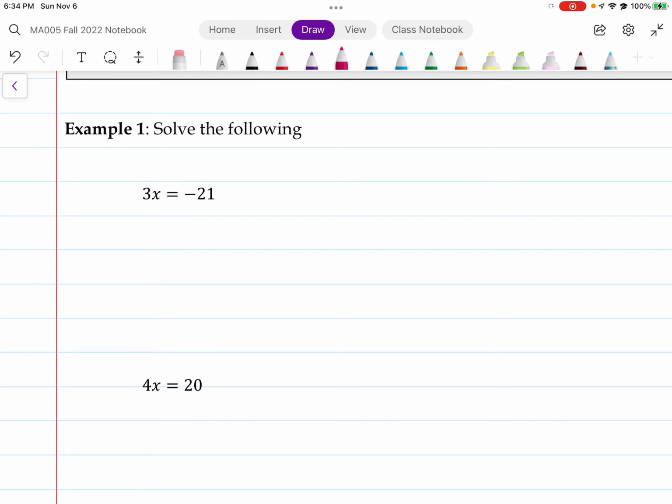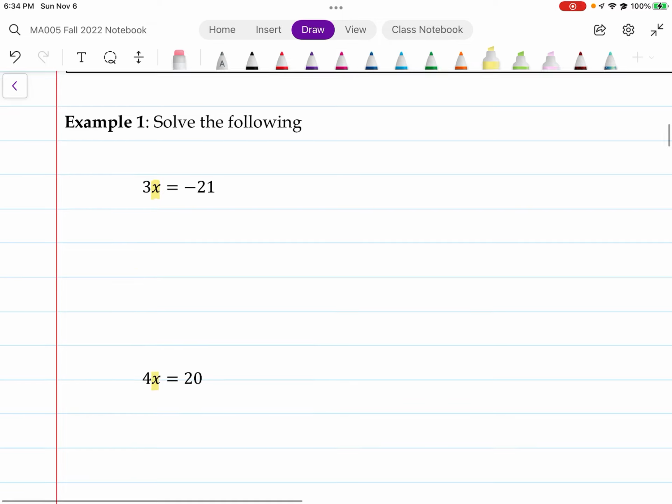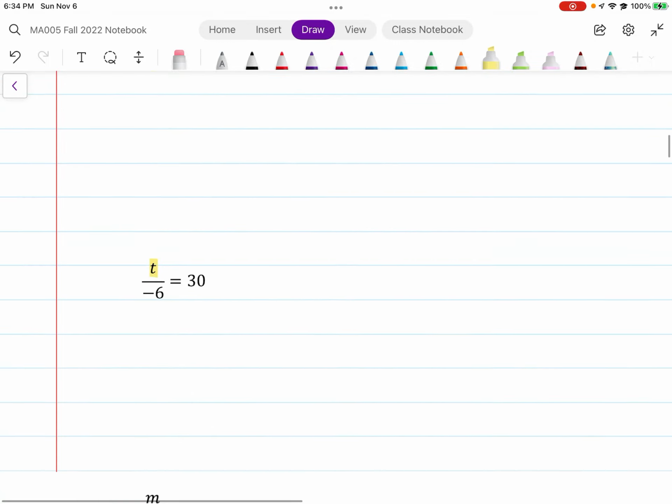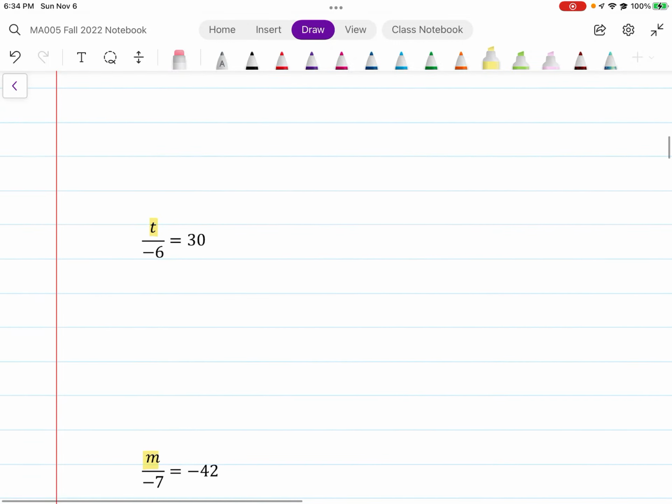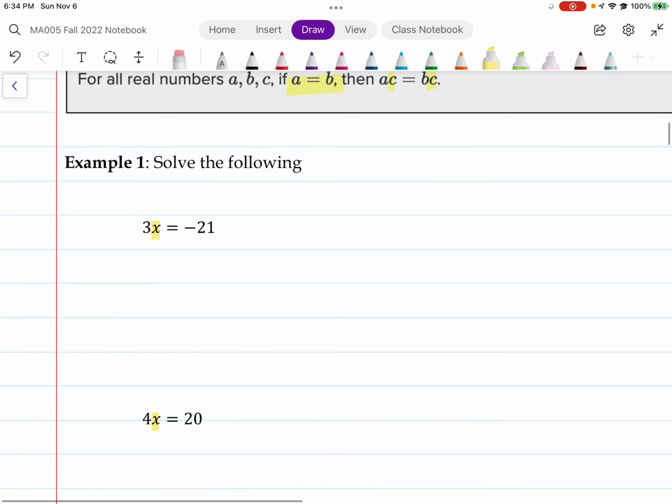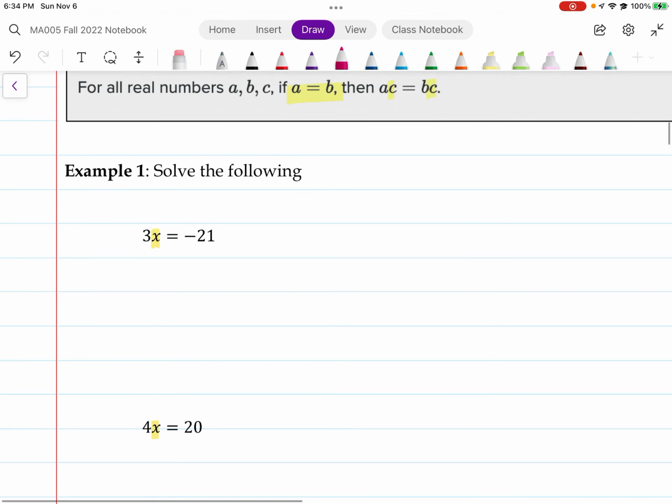All right, so the goal is to get the x by itself. Here's the x, here's the x, here's the t, whatever it is, here's the m. We just want it to be alone. Okay, so what are we going to do? It is currently being multiplied by 3. So how are we going to get rid of the 3? Well, we have to do the inverse operation, which is division.